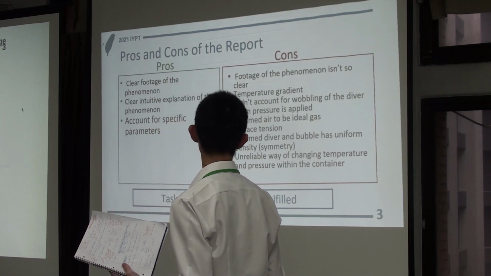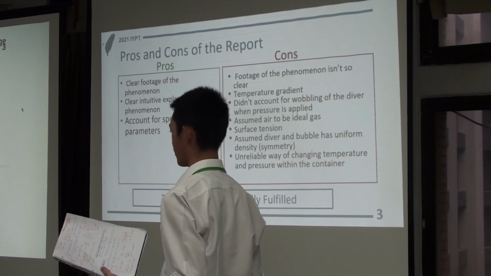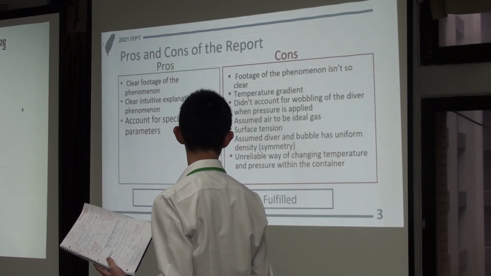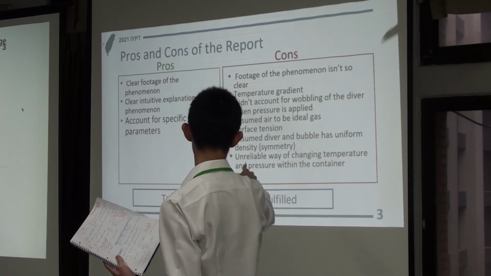The second to last one was that they assumed the diagram and the bulb have uniform density, which I mentioned earlier. And the final one was that there was an unreliable way of changing the pressure within the container.